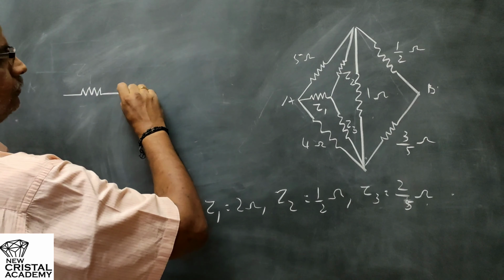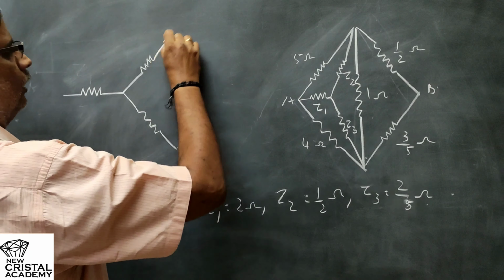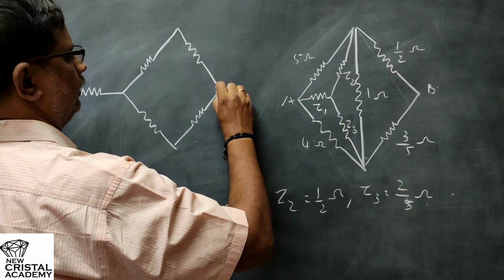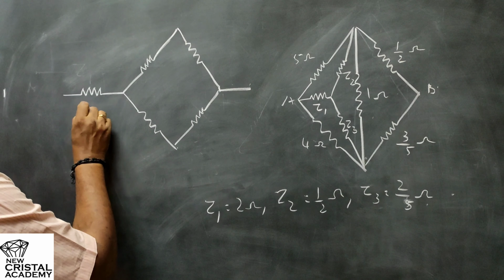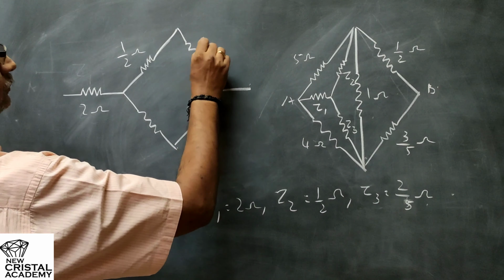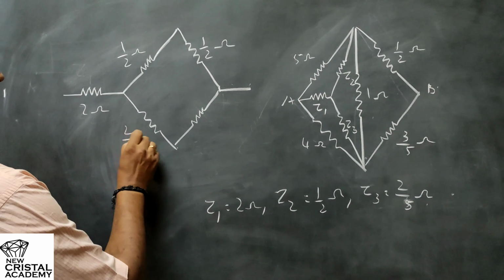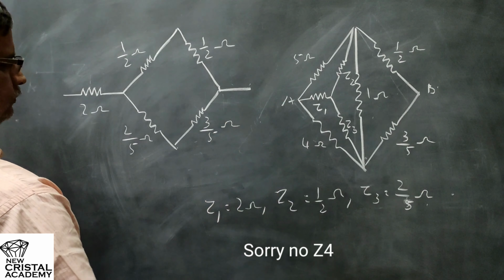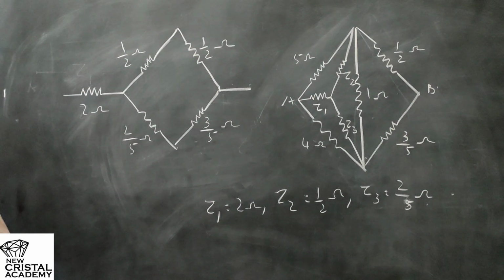This is our Z1, this is Z2, this is Z3, and the two resistances which were there at the beginning itself remain unchanged. So now we have Z1 as 2 ohm, Z2 as 1 by 2 ohm, then this is 1 by 2 ohm which is present there initially itself, then Z3 is 2 by 5 ohm and Z4 is 3 by 5 ohm which is already present there. So these two are in series, their effectives are in parallel.